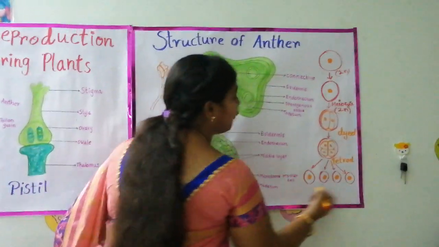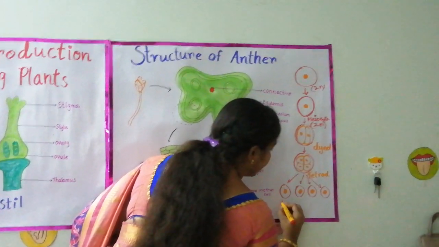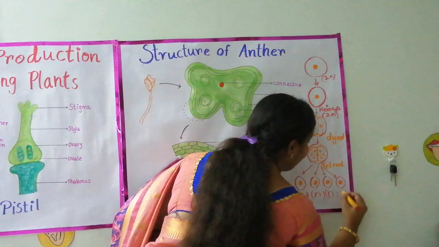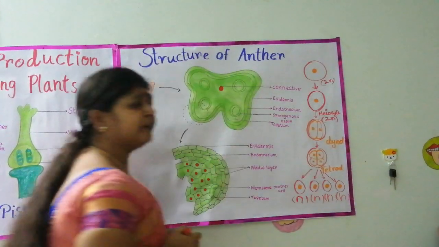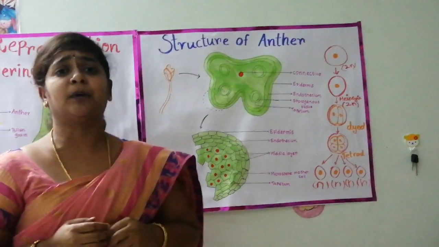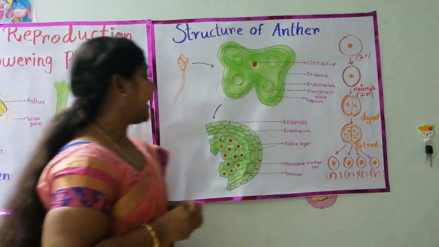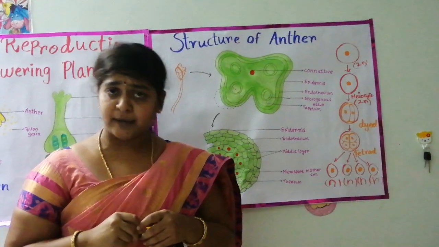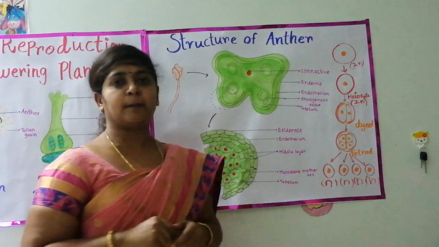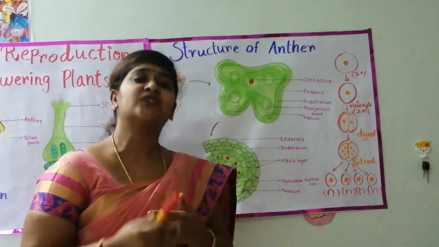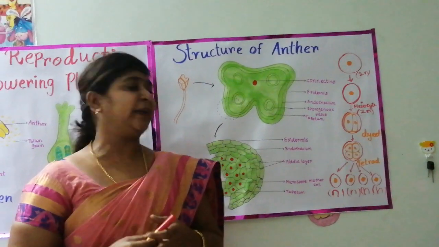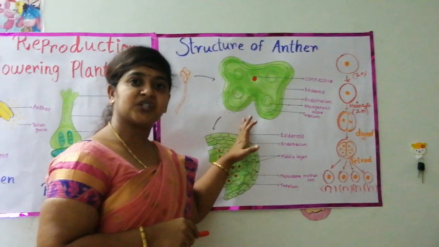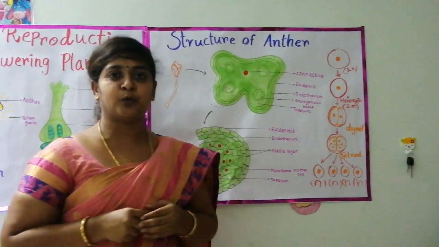So these 4 pollen grains are what kind? Actually they are haploid. Haploid means it contains only 23 chromosomes. So we get 4 haploid cells. These haploid cells may fuse with the female gamete and we can get the zygote. So this is about the structure and microsporogenesis.